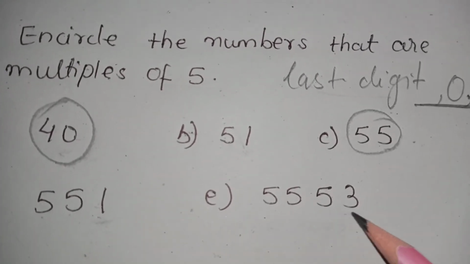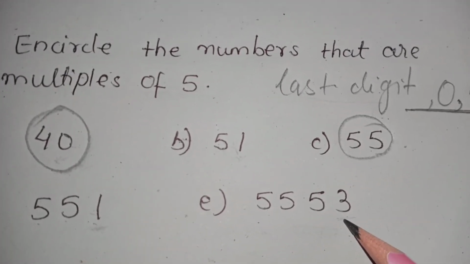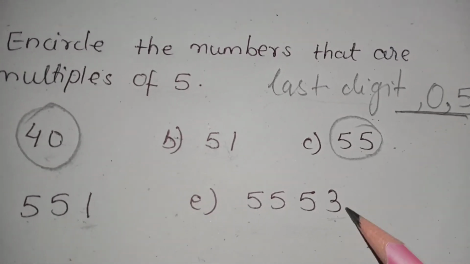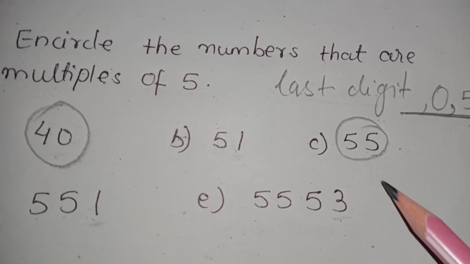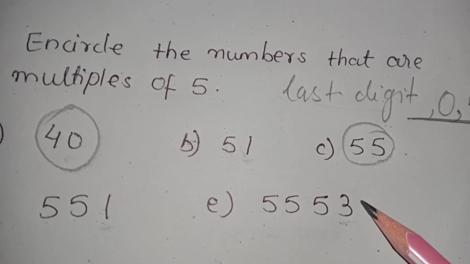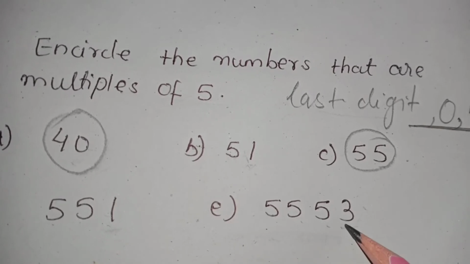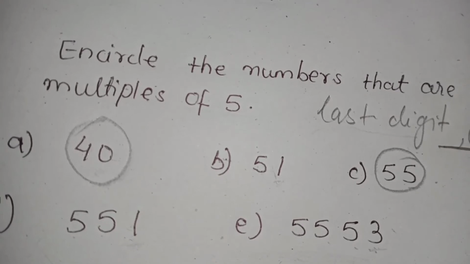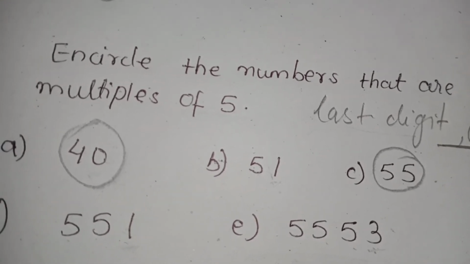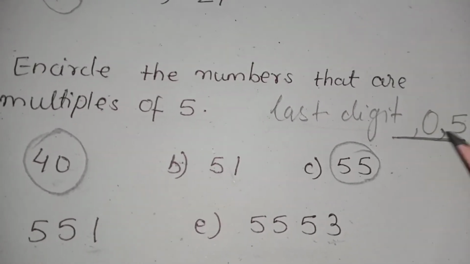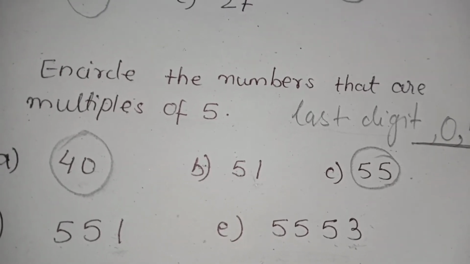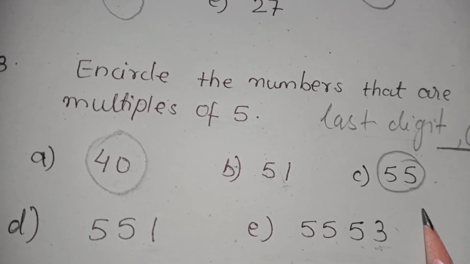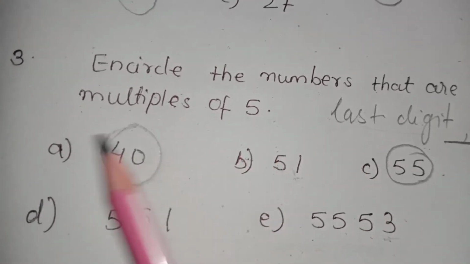Now in E, see this is 5553. The last digit is 3, so it is not a multiple of 5. I have taught you that 0 or 5 should be there, but 0 or 5 is not there. What is there? 3. That means this is also not a multiple of 5. So to check whether it is a multiple of 5 or not, whether it is divisible by 5 or not, the last digit should be 0 or 5. If 0 or 5 is there, that means it is a multiple of 5. So 40 and 55 were the only multiples of 5 out of these numbers.